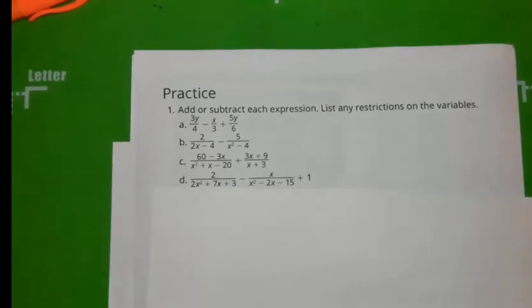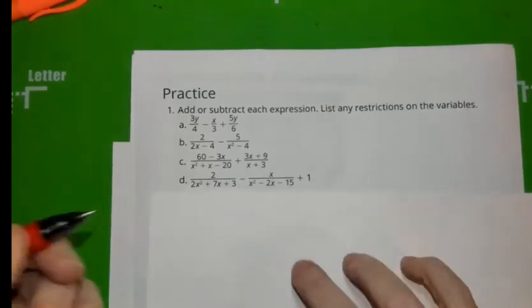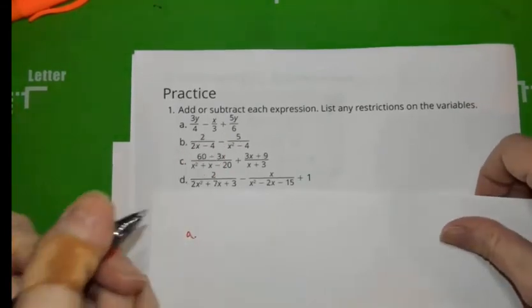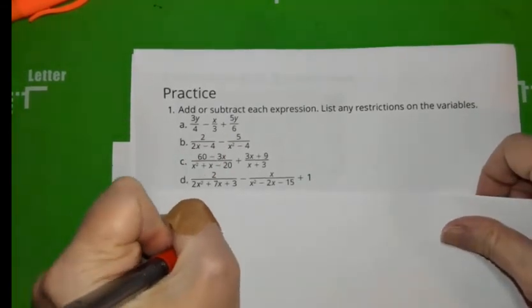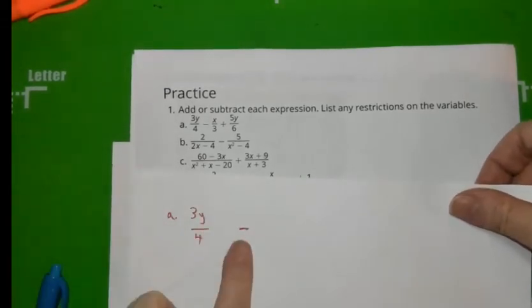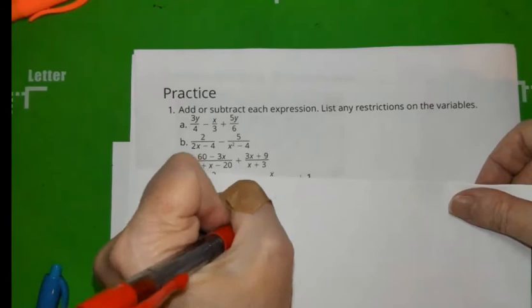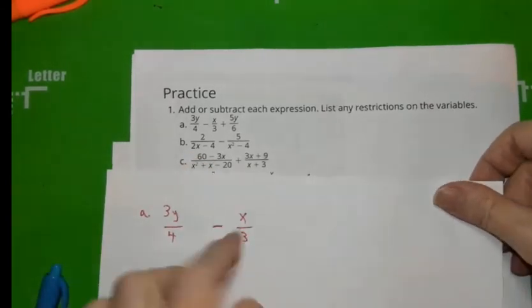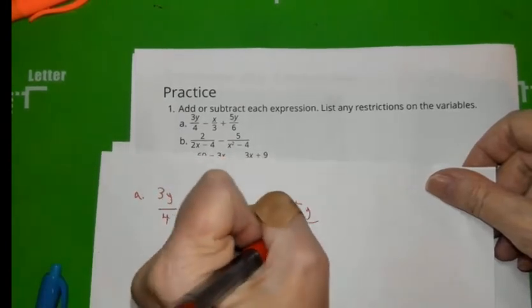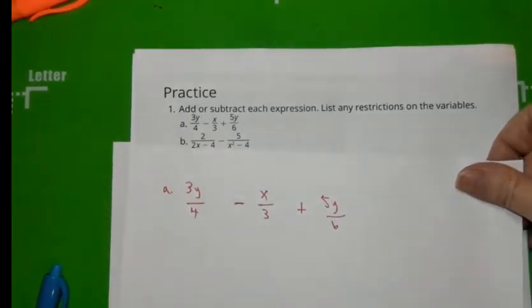So the first, actually, it's a sum and difference. We have 3y over 4. I would leave some space now because you're going to be multiplying. So leave some space before you put your x over 3. And then plus, I'm just spreading it way out, 5y over 6. So we're leaving a lot of gaps in here.